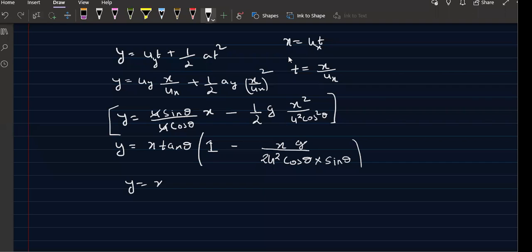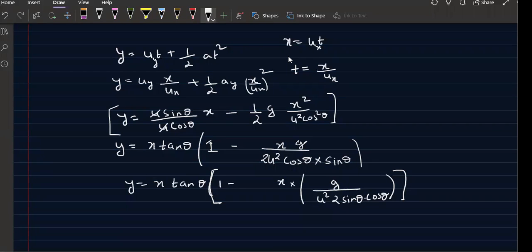Now, how can you make this formula more simplified? Tell me. Can you see any formula over here? Anyone? Can you see any formula over here?